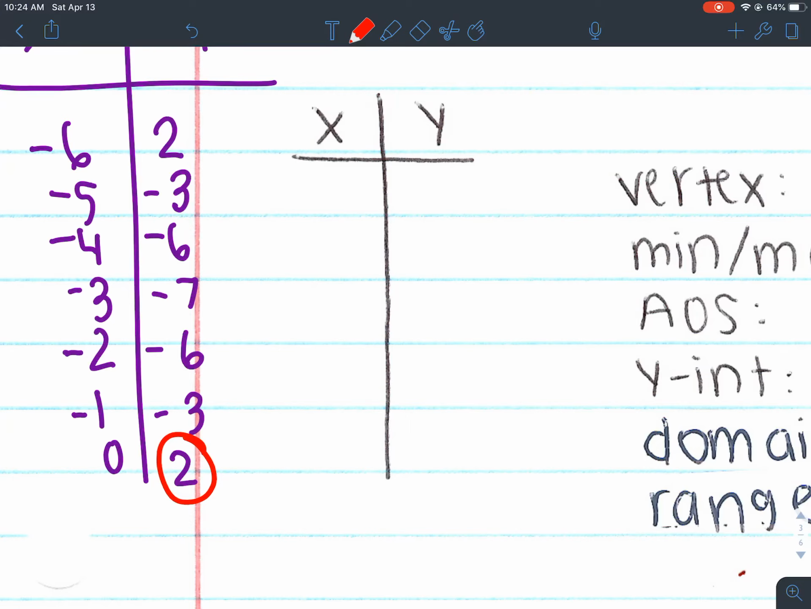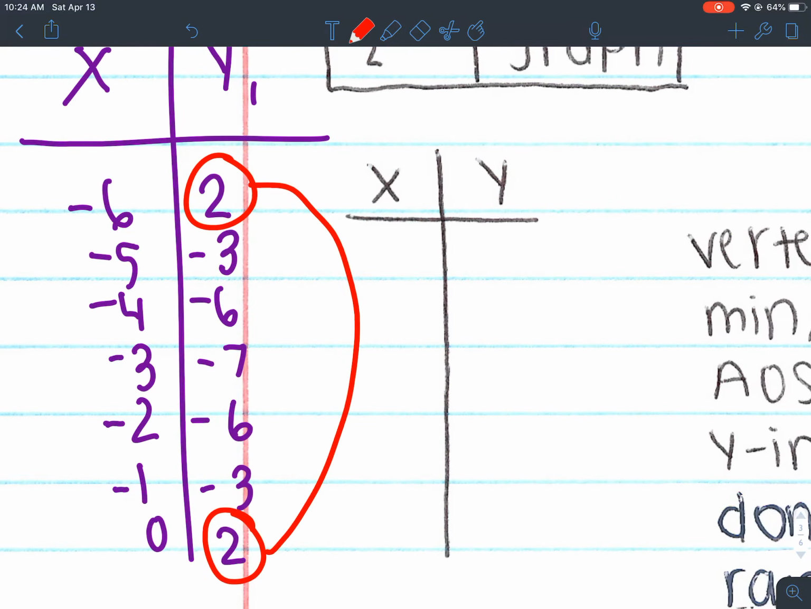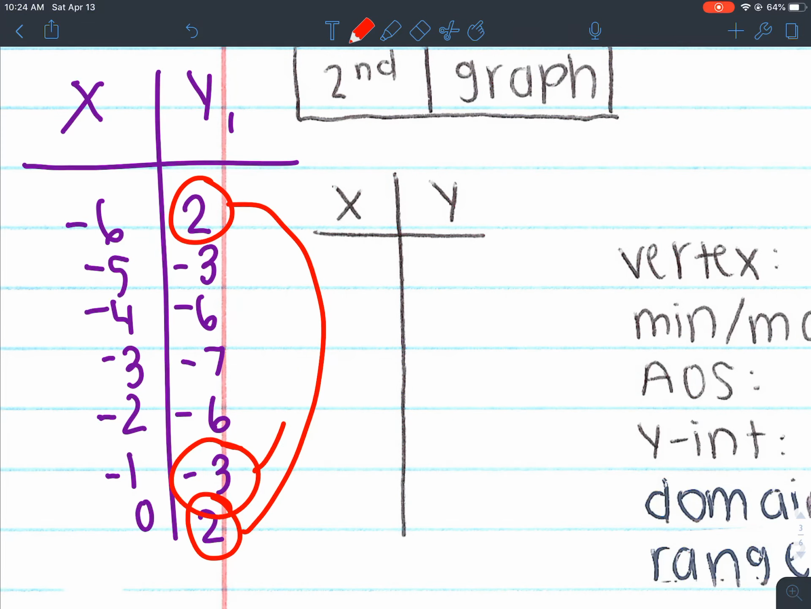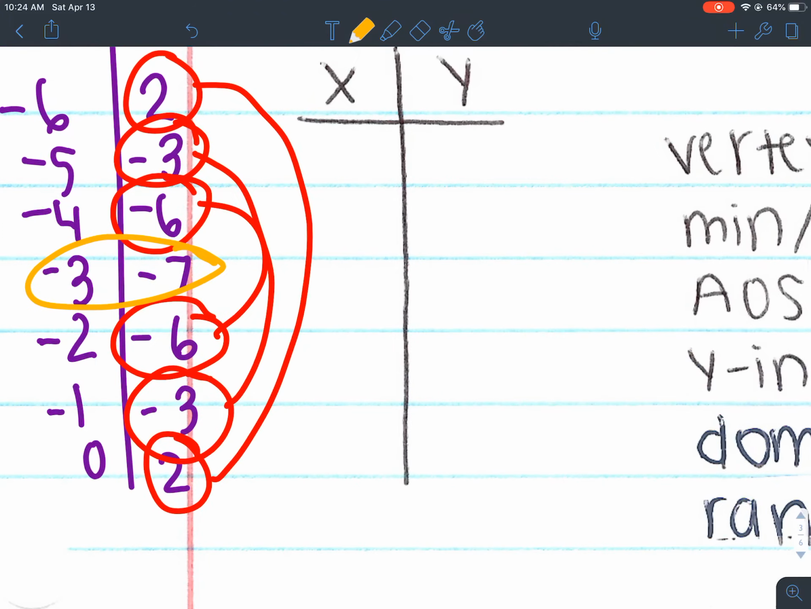I'm going to look at this 2, and I'm going to search, do I have a twin? Now, on your calculator, you might have to go up a few, but you should be able to find a twin for it. So I do have a twin for 2 here. Okay. -3, do I have a twin? Yeah. -6, I have one. You see how we're getting closer and closer to each other? Where I don't have a twin is right here. -3, -7. Okay, -7 doesn't have a twin.